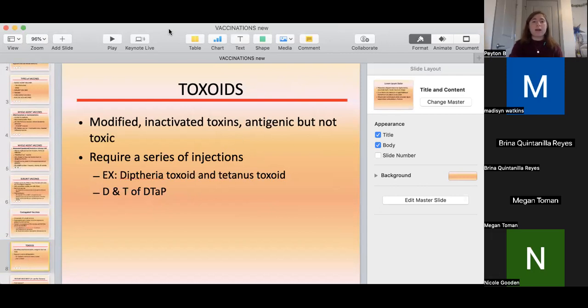So who can tell me the difference between a bacterial exotoxin versus a bacterial endotoxin? You can unmute yourself or type in the chat. Yes, endotoxins are lipid A. Exo is a protein. Endotoxins are lipids. Very, very good. So endotoxins are lipid A.